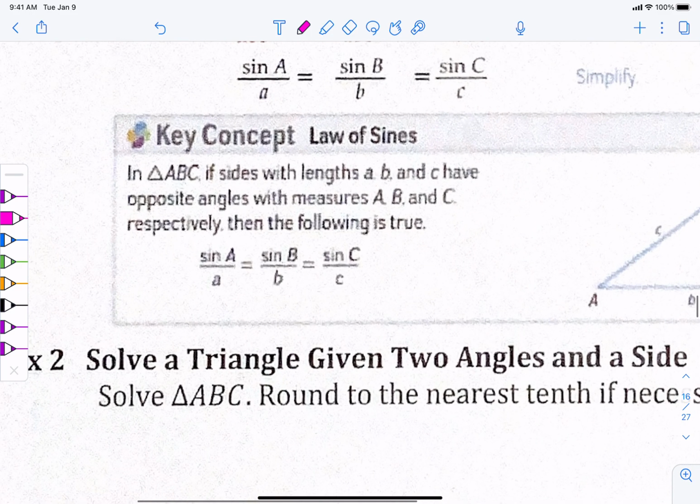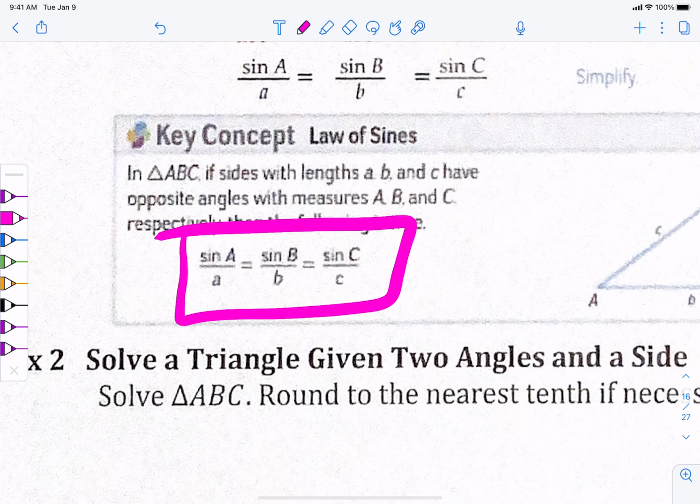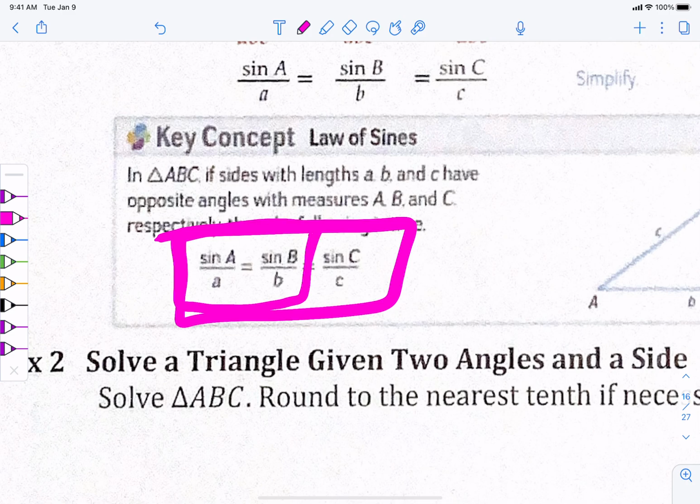Here is the law of sines. Circle this. You will have this embedded into your brain. Sine A over A equals sine B over B equals sine C over C. That's pretty easy to remember. Now, you only will ever use two at a time. So sine A over A equals sine B over B. Just whatever angle, sine of that over top of the opposite side, right?